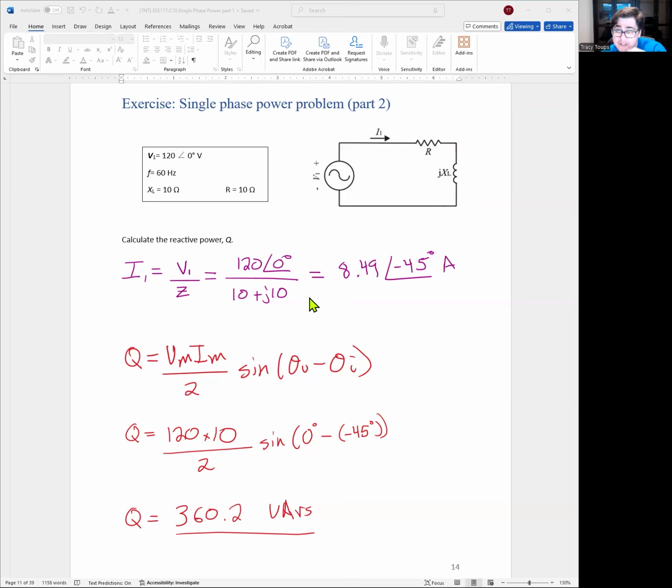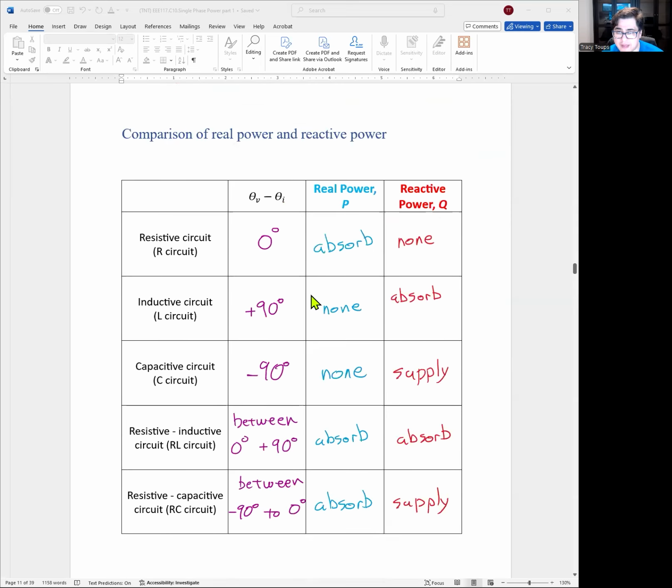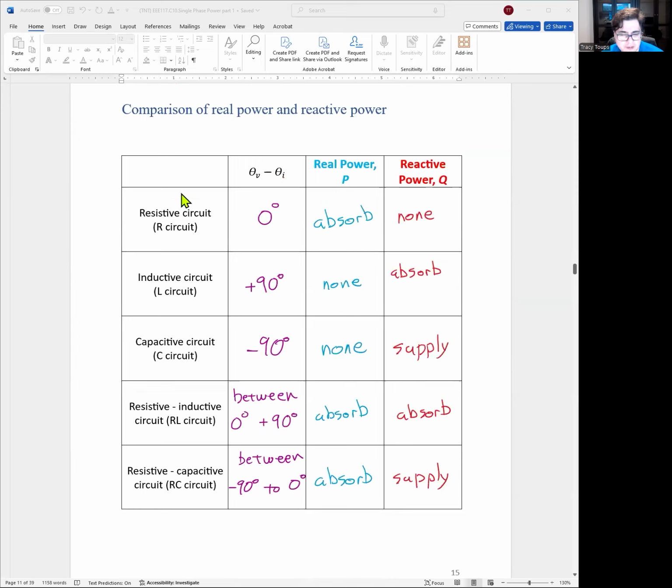Okay. So it was just very basic to show, hey, this is how real and reactive power operate in a very basic circuit, right? And of course, we're going to start building off of that. So big thing here, I want to compare real versus reactive power for the different types of circuits you're going to find.